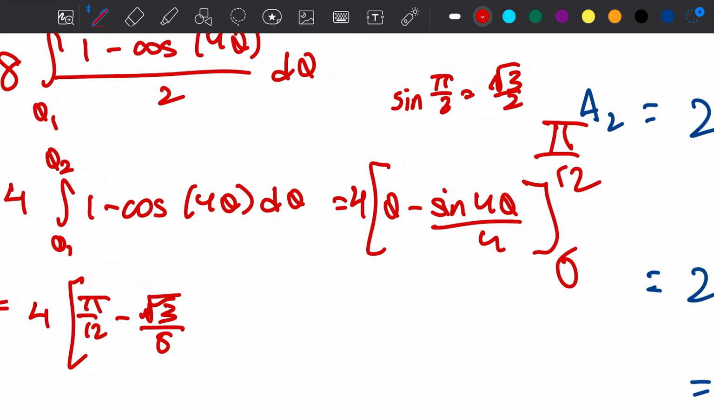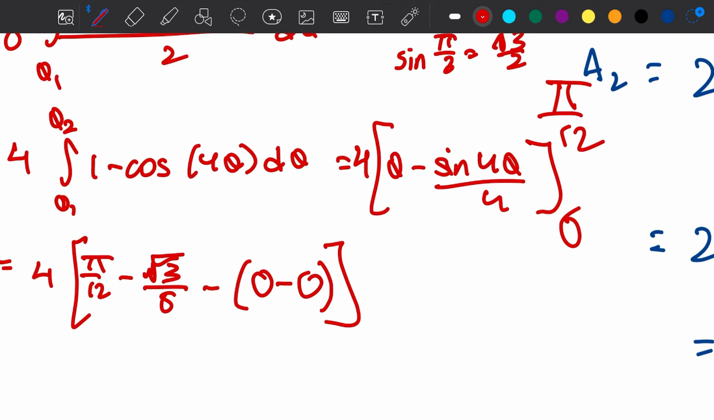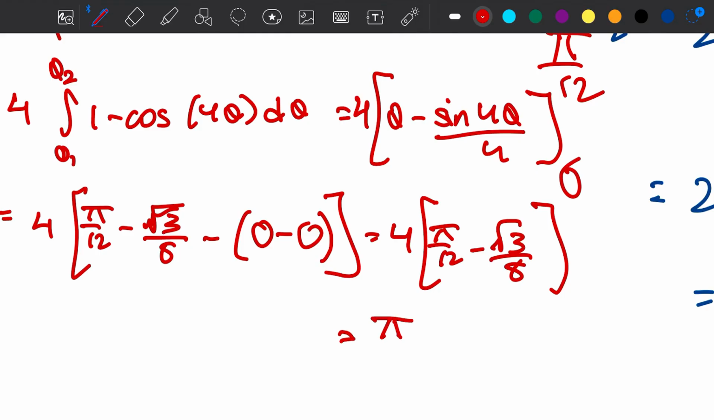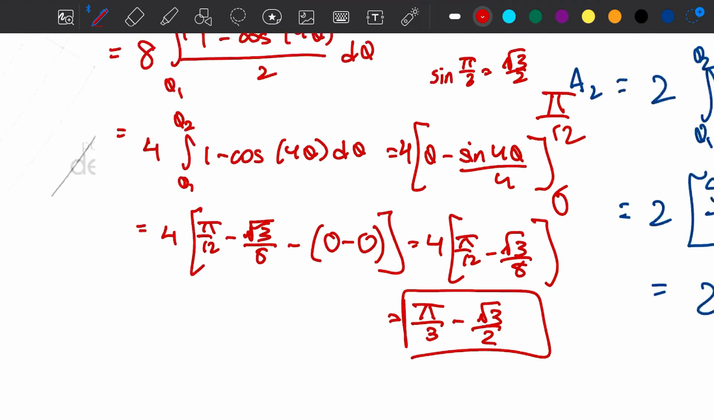So that is the first part, minus 0. Minus sine of 4 theta is just 0, so you can ignore that. And that's going to be 4 times pi over 12 minus root 3 over 8. When you simplify that, you get pi over 3 minus root 3 over 2. So that is our area 1.